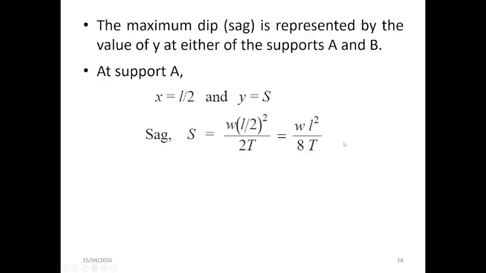This equation shows that the sag is directly proportional to the load intensity W and the square of the span length L, while it is inversely proportional to the tension T. You can see that in this equation. Therefore, increasing the tension will reduce the sag, whereas longer spans or heavier loads significantly increase the sag.